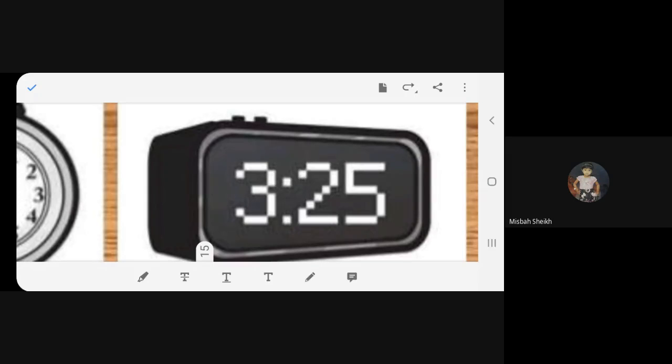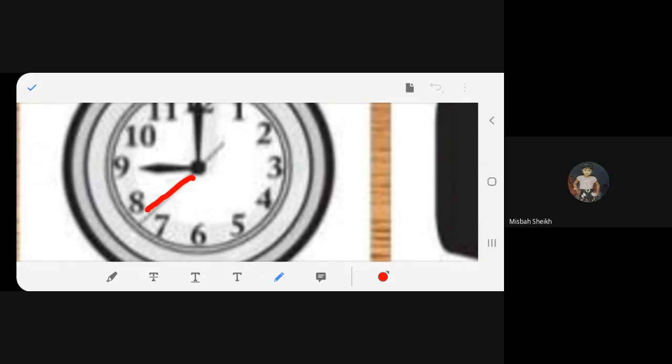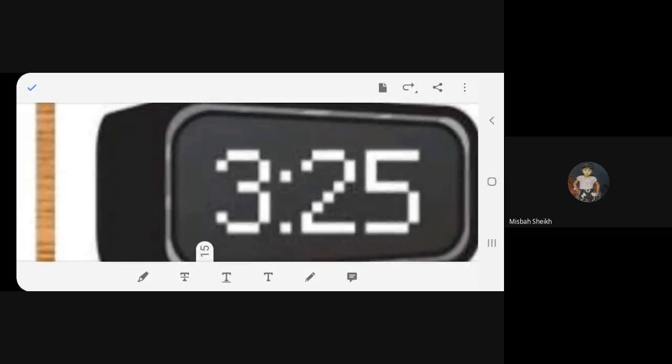There's nothing. No needles. See, this one has needles. These are the needles or arrows: the second needle, the minute needle, and the hour needle. Does this one have anything? No. Is this the number? So this is digital. You can see the difference of the clock. Pendulum clock, table clock, digital clock. You understood? Yes.